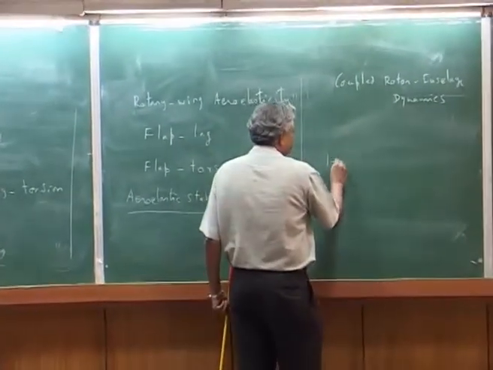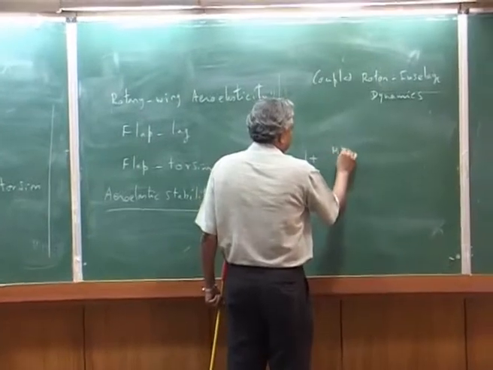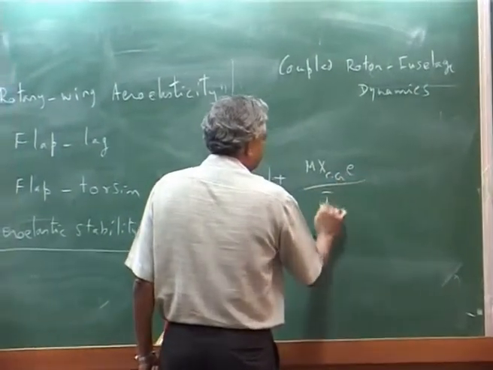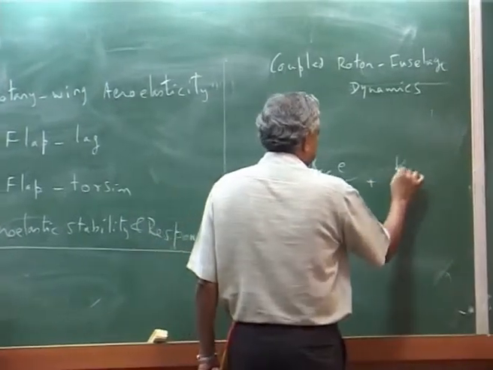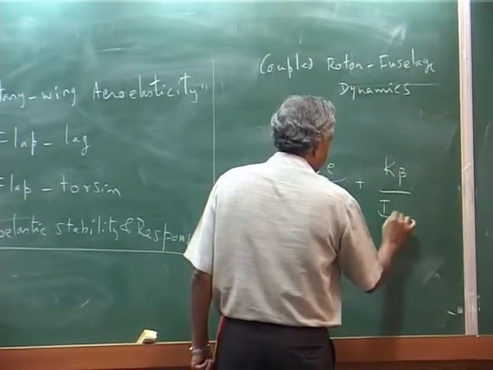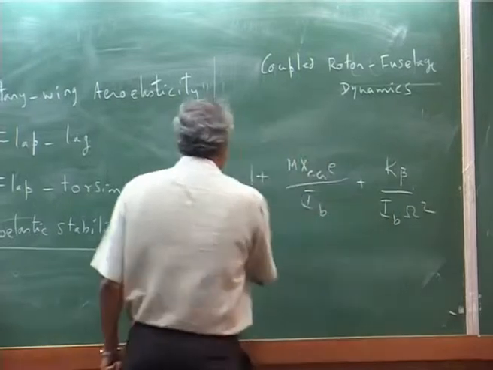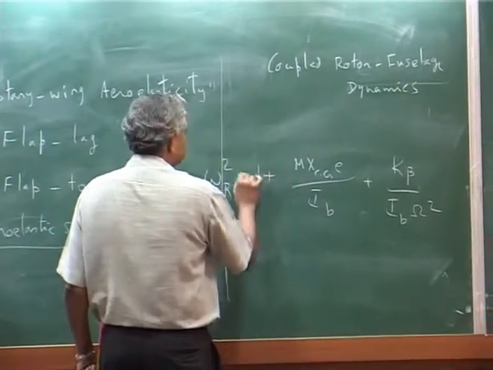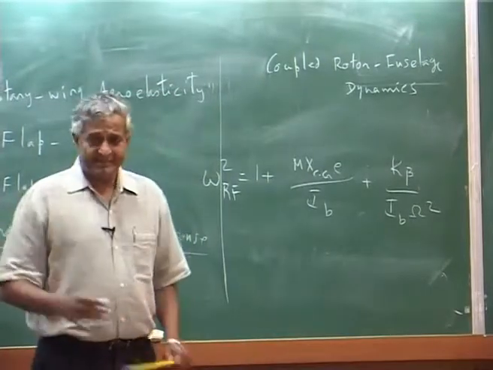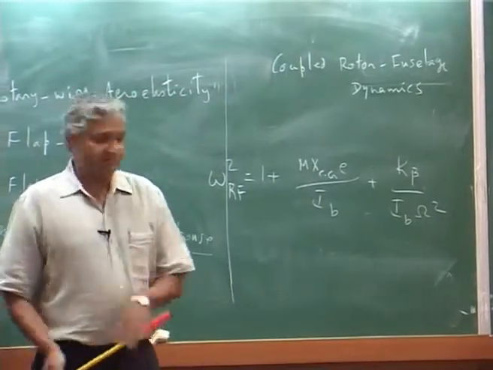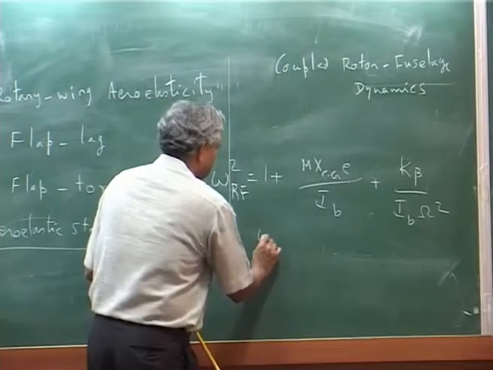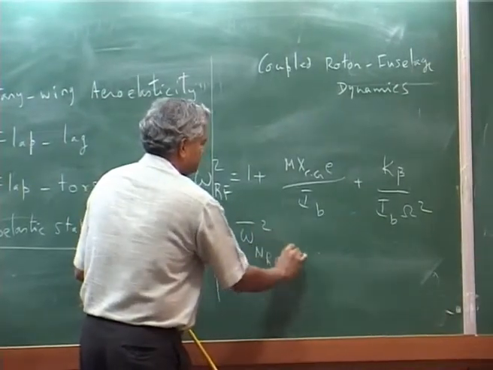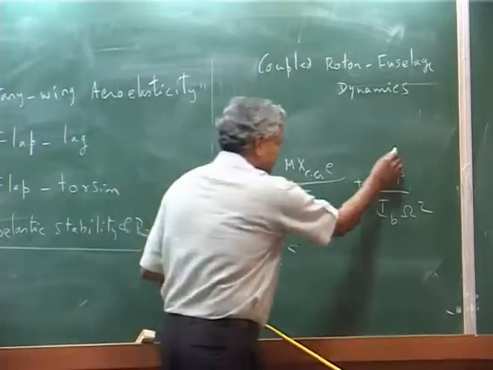Flap is 1 plus what? mxcg E over IB, right? Plus K beta over... right? This is omega rotating flap square. Suppose if you say non-rotating blade frequency, you can call it omega NR flap. That is only this quantity.